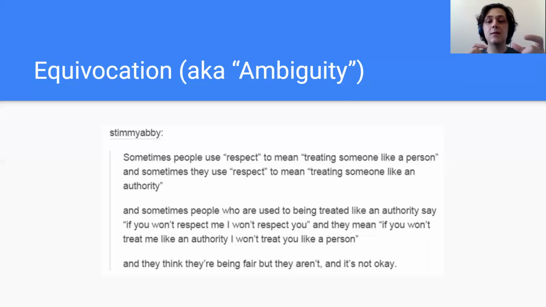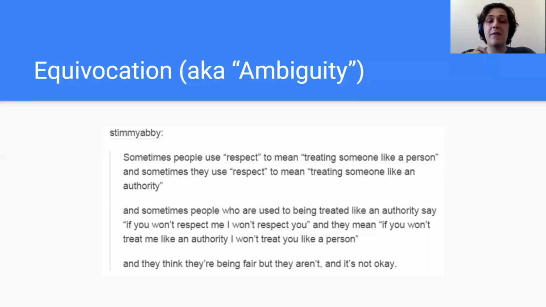It sounds like it's just two people mutually not respecting each other and that's it. It sounds fair, but it's not, because they're using the word respect differently in each case. They mean, if you won't treat me like an authority in that sense of respect, then I won't treat you like a person in the other sense of respect. And so it sounds fair, and the person saying it might think they're being fair, but it's not fair, and they may not even realize it.